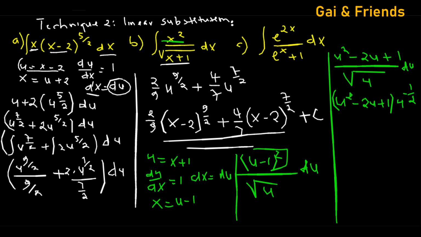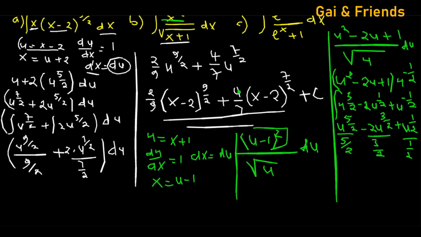So now you can further simplify this, and it will give you u raised to the power 3 out of 2 minus 2u raised to the power 1 out of 2 plus u raised to the power negative 1 out of 2. Alright, now you can integrate this function. So integrating this function will give you u raised to the power 5 out of 2 minus 2u raised to the power 3 out of 2 plus u raised to the power 1 out of 2.